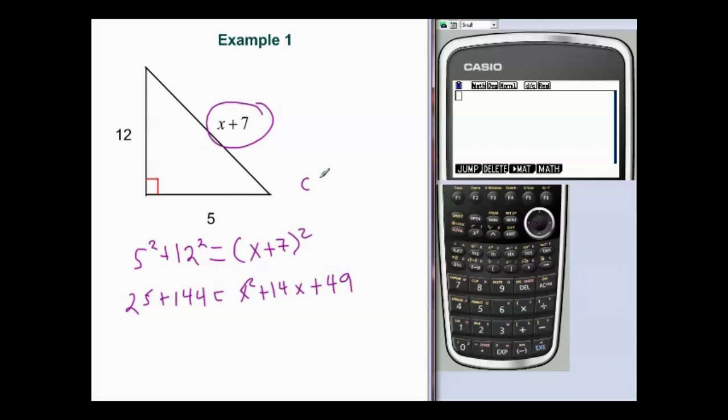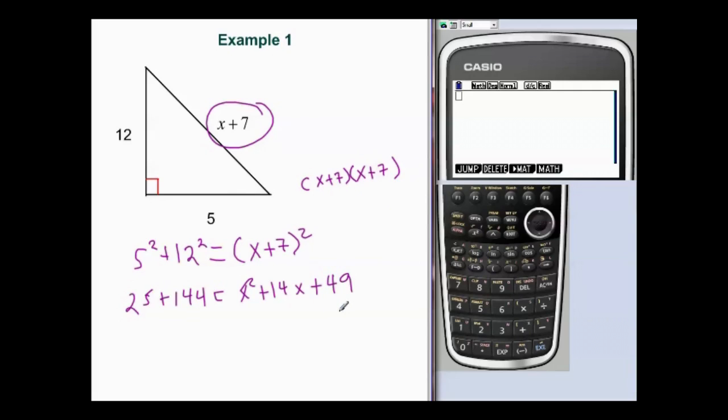But all you do, and this is an algebra review, if you don't know your algebra, you better stay on top of it. It's just that you multiply this out. You start with the first term, multiply it all the way through. Then you start with your second term, multiply it through. And if you had more, you just keep doing it. And this is what you get, x squared plus 14x plus 49.